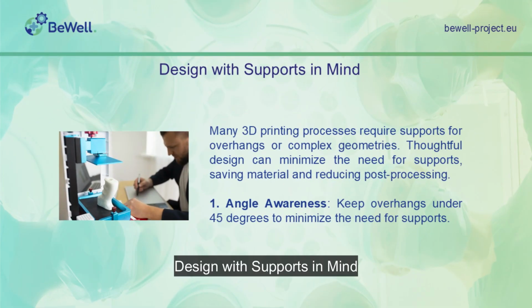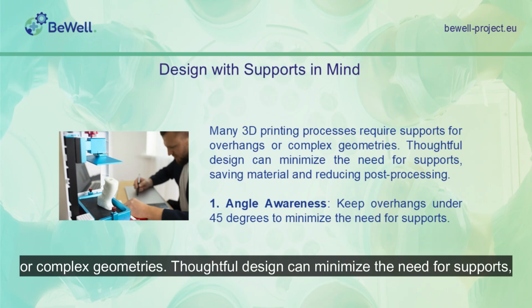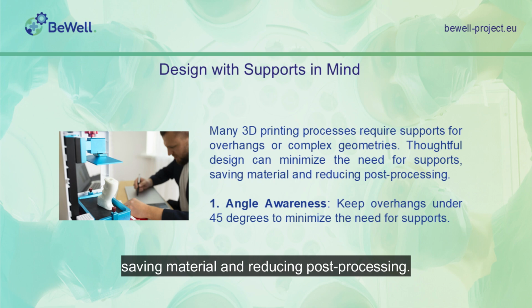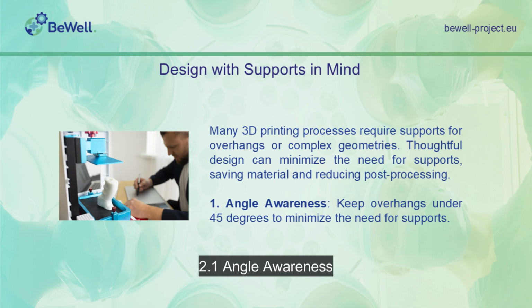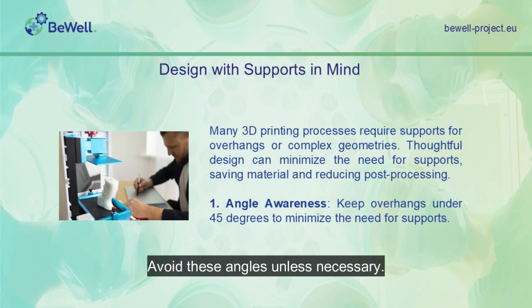Design with supports in mind. Many 3D printing processes require supports for overhangs or complex geometries. Thoughtful design can minimize the need for supports, saving material and reducing post-processing. 2.1 Angle awareness. Overhangs greater than 45 degrees typically require supports. Avoid these angles unless necessary.